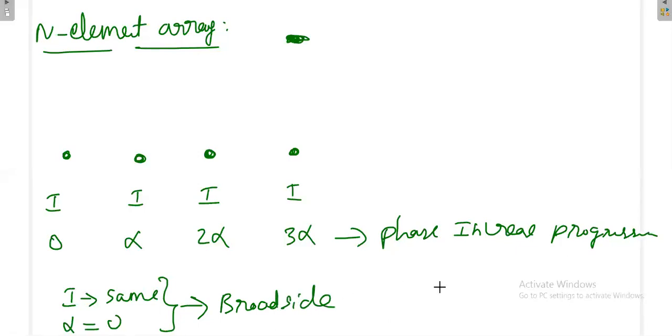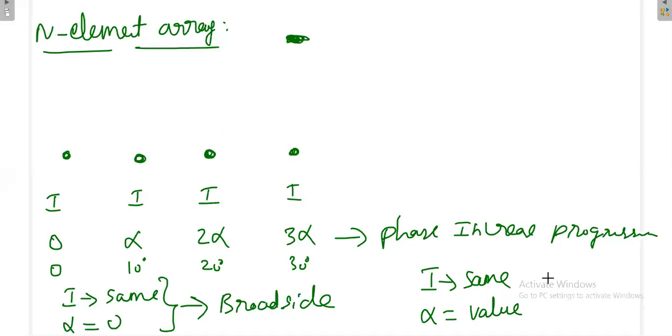Okay, if I take some alpha, if current is same, if I take alpha equal to some value, the value can be anything, that is decided by what? Other factor, beta d. The alpha is decided by plus or minus beta d, because beta d decides alpha. That will give you some angle. Say for example, if alpha is 10 degree, then this is 10 degree, this is 20 degree, this is 30 degree. Like this you have to excite all your antennas, then only you will get end fire array.